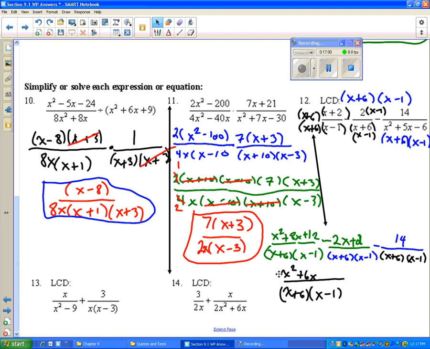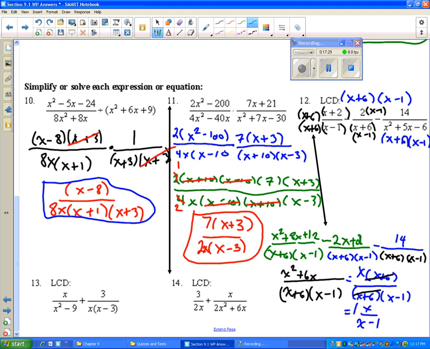So this is what I have so far. But this first term, I can factor an x out of my numerator, and I'm going to get x times x plus 6 over x plus 6 times x minus 1. My x plus 6's are going to cancel out, leaving x over x minus 1. And that's my final answer. Sorry about the little mix-up there.